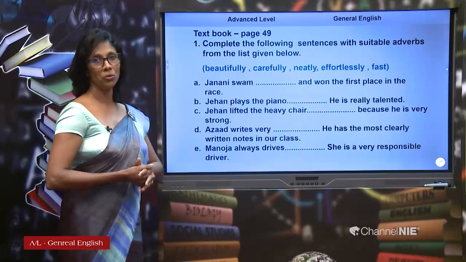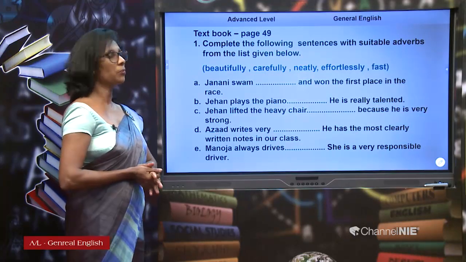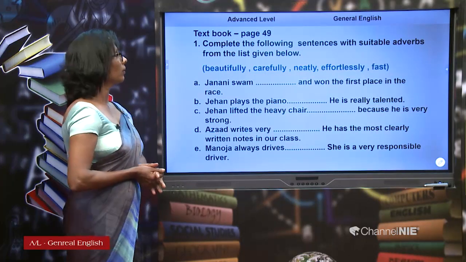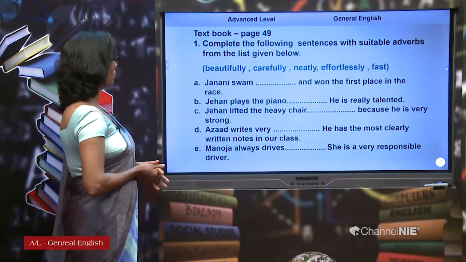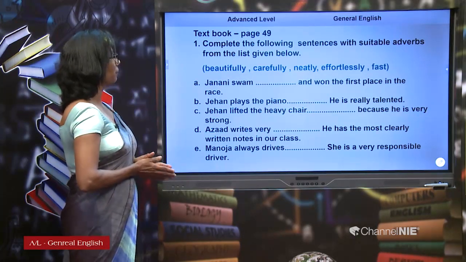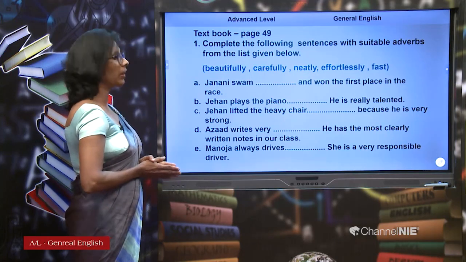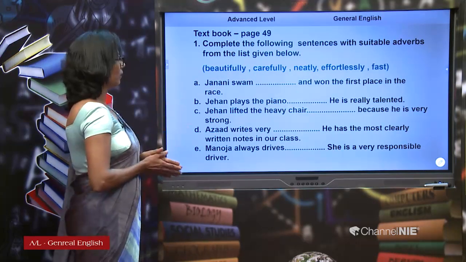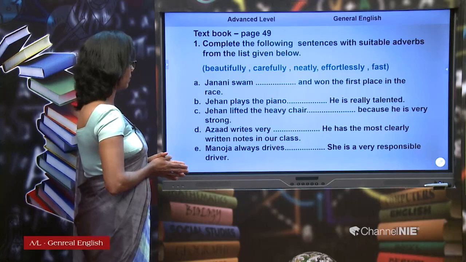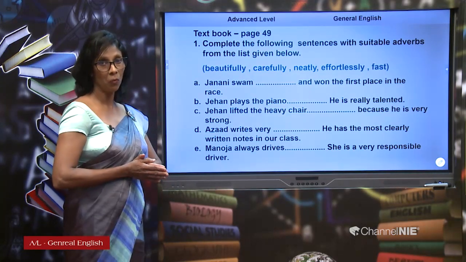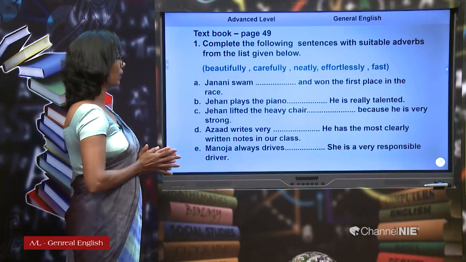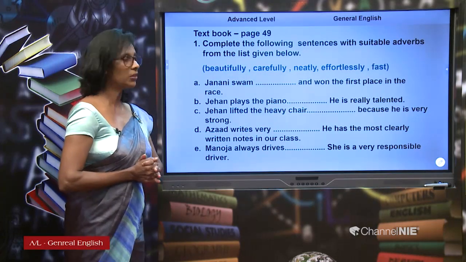Now this is something to do with your textbook, and these activities, of course, are on textbook page number 49, and you have to select some adverbs to fill in the blanks. So you can have this exercise written in your exercise books if you want. Right, shall we quickly go through this without wasting much time?